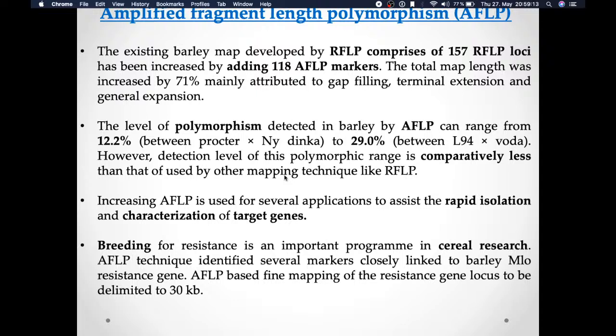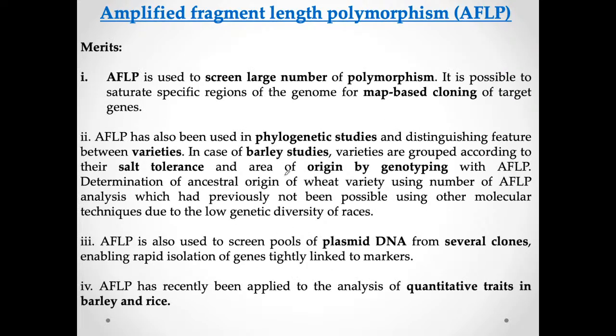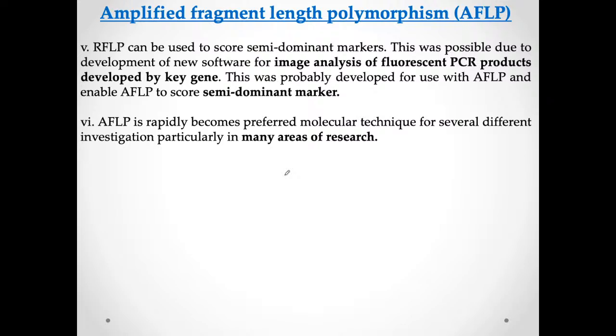He's sharing all these marker data that are actually being used in India at the moment. The merits are that a very large number of polymorphisms can be obtained, and map-based cloning could be possible. We can screen pools of plasmid DNA from several clones, enabling rapid isolation of genes tightly linked to the markers. AFLP has recently been applied to the analysis of quantitative traits in barley and rice also, and AFLP can be used to score semi-dominant markers. This was possible due to the development of new software for image analysis of fluorescent PCR products, developed by Keygene, a company mainly working in the plant field.